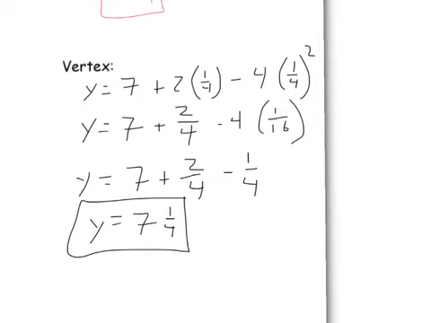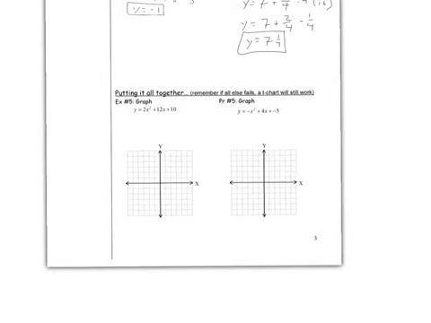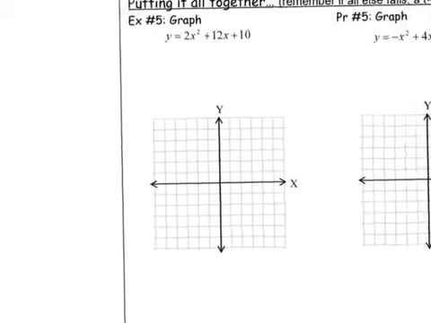All right. That means we got our vertex. It's 1/4, 7 and 1/4. All of this we're putting together so that we can graph it now. That's the whole point of this. We're going to do all 4 of those things every time we graph, and they're all pretty easy things to do, so it's not really that difficult.